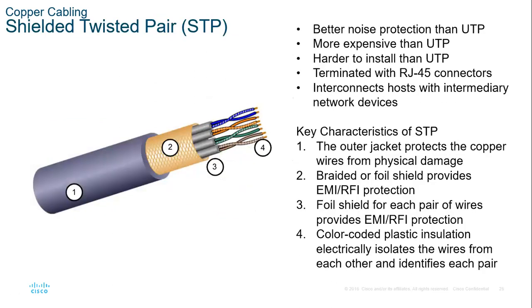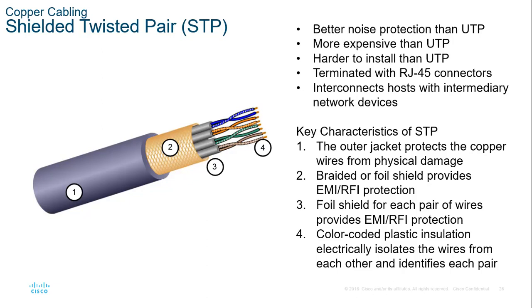Shielded twisted pair, STP. In the case of UTP, we don't have a shield, but in the case of STP, we have an external protection on top of the wires, called a shield. So what are the advantages of that shield? Better noise protection than UTP, more expensive than UTP, harder to install than UTP, terminated with RJ48 connectors, and used to interconnect hosts with intermediate network devices.